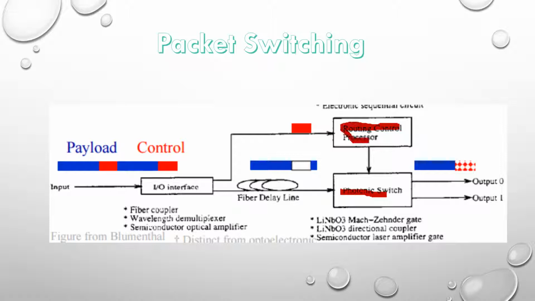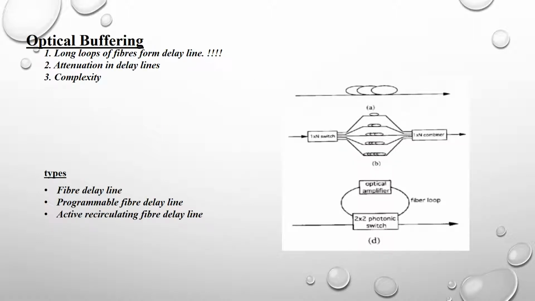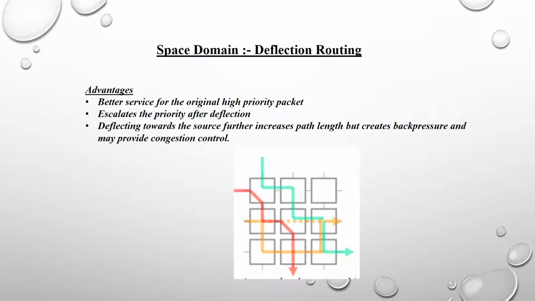How to deal with contention? If it is in the time domain, an optical buffer can be used, while if it is in the space domain, deflection routing will be used. Optical buffering is used when long loop fibers form delay lines, but it creates attenuation in delay lines and complexity. It can be overcome by using fiber delay lines, programmable fiber delay lines, or active recirculating delay lines.